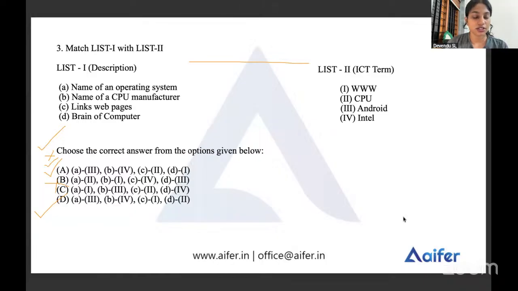Match list one with list two, match the following. So just read it. It's a simple one. Some descriptions are given: name of an operating system, name of a CPU manufacturer, link web pages, brain of computer. And some ICT terms are also given: WWW, CPU, Android, and Intel. So what do you think? What will be the answer?